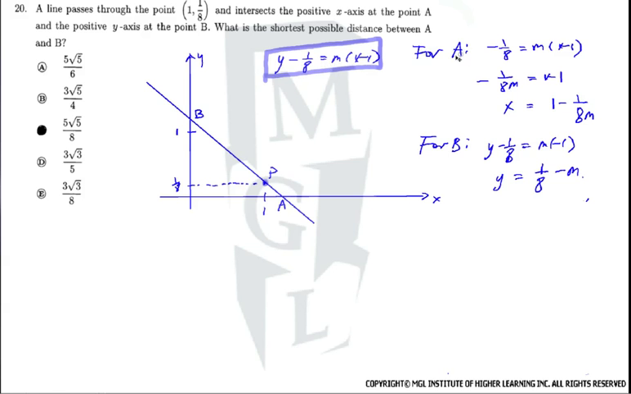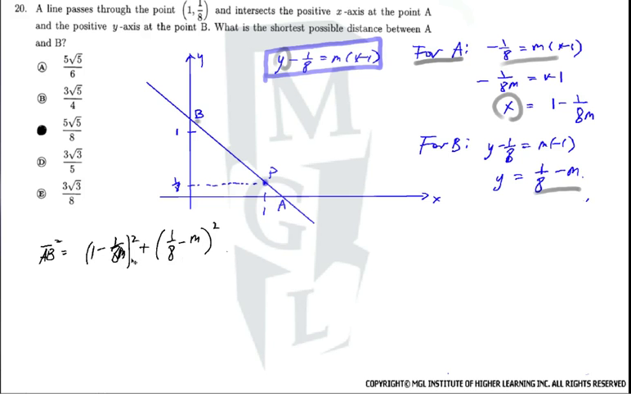Now, A is the x-intercept, so I made y equal to 0 and solved for x and got this. And B is the y-intercept, so I got this as a coordinate for B. To find the distance between A and B, we use the Pythagorean theorem and we get the following. So we have a distance formula in terms of one letter, m.